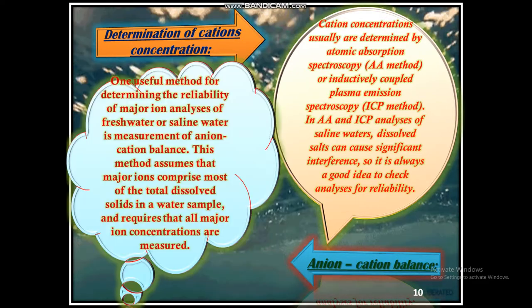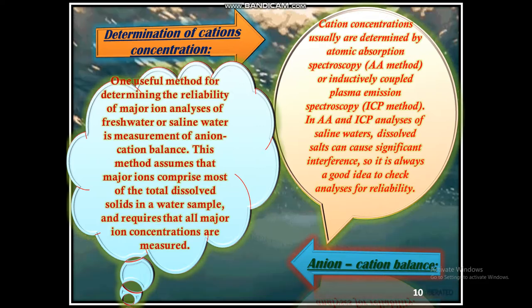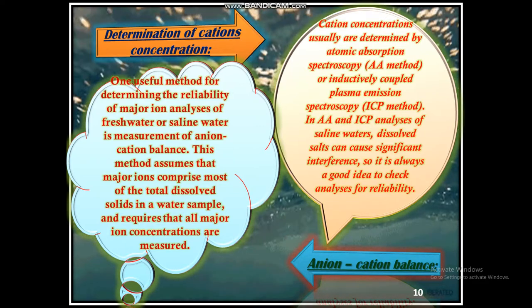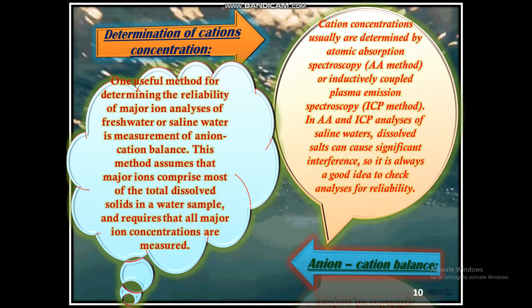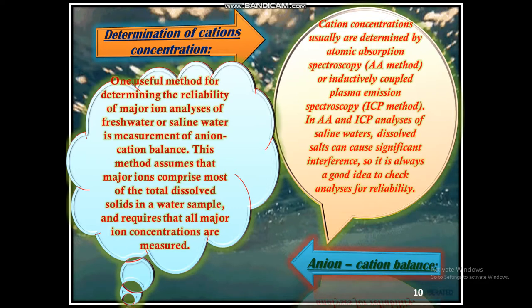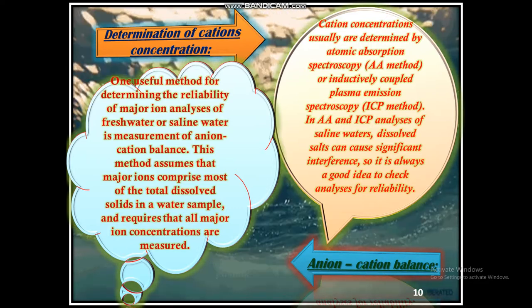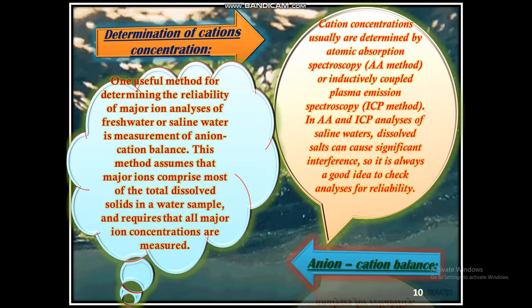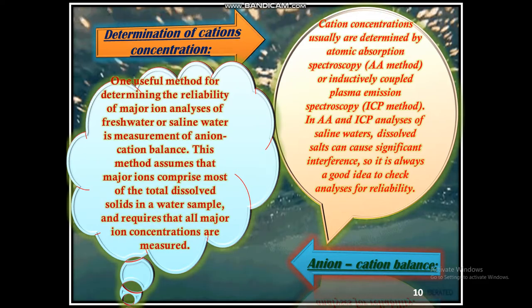What is anion-cation balance? One useful method for determining the reliability of major ions analysis of fresh water or saline water is measurement of anion-cation balance. This method assumes that major ions comprise most of the total dissolved solids in a water sample and requires that all the major ion concentrations are measured.